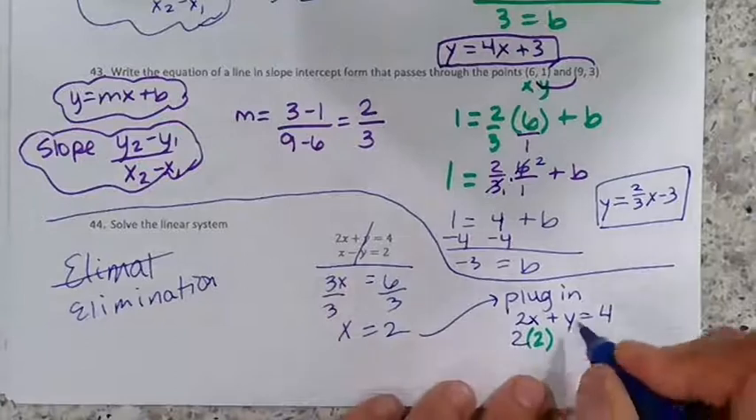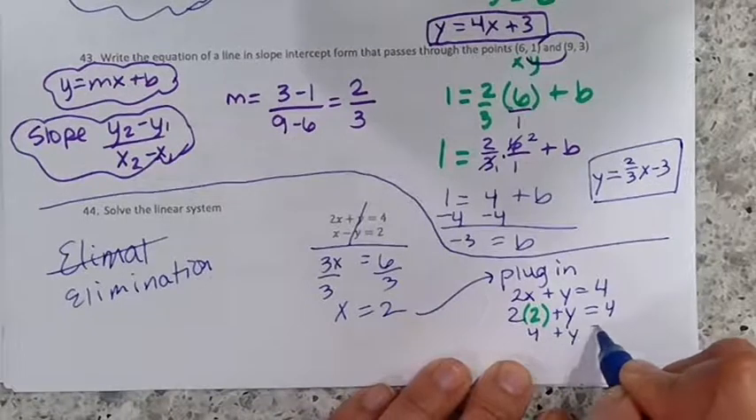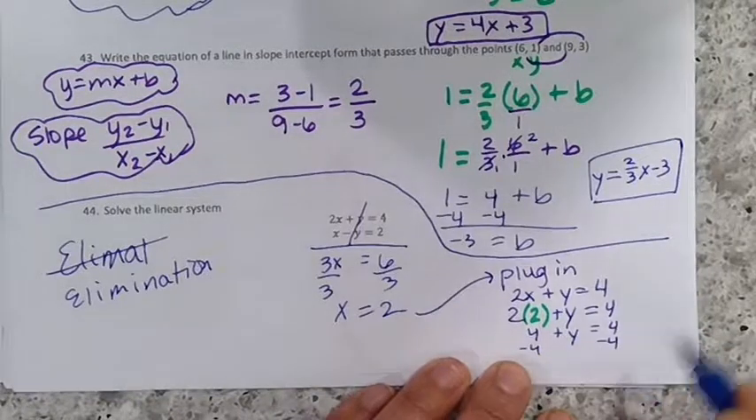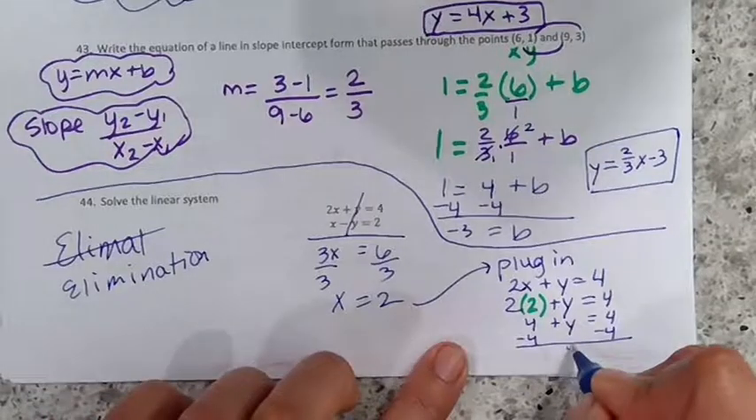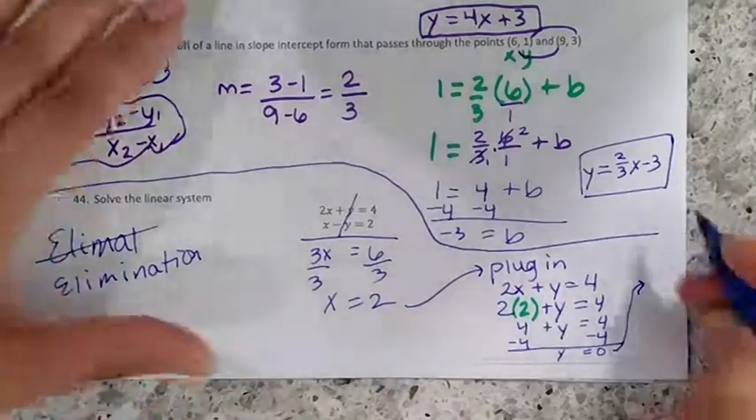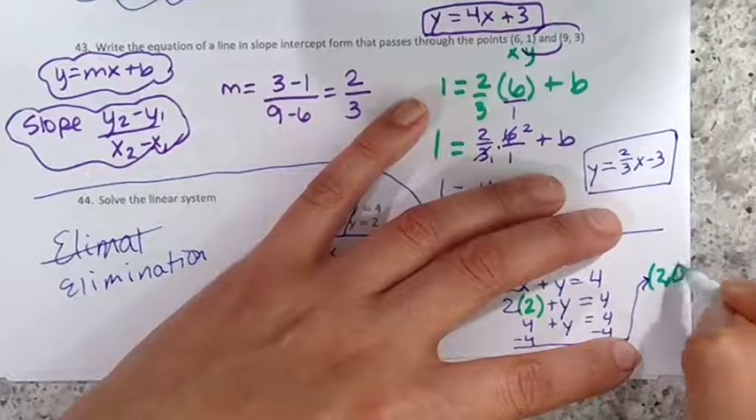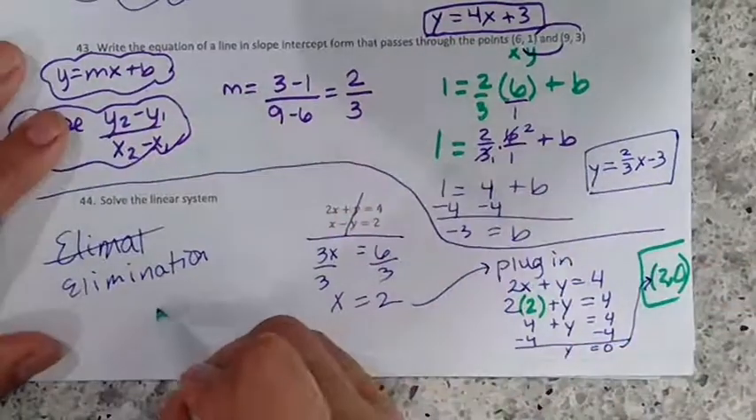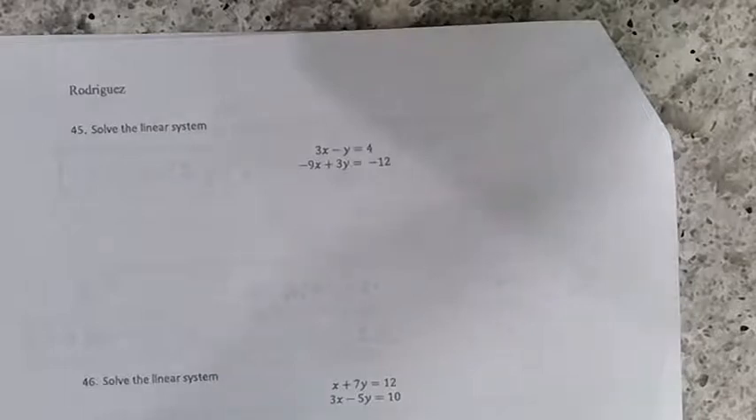If you plugged it into the other equation, it still works. Okay, y is equal to 0. Well, if y is equal to 0, that means that your answer is the coordinate 2, 0. Good. I personally think that out of all of these, these are the hardest ones.